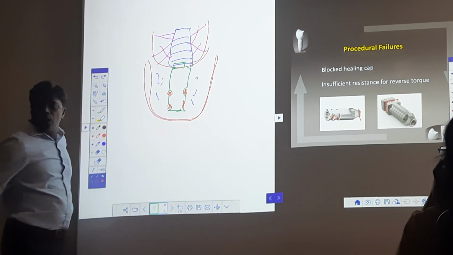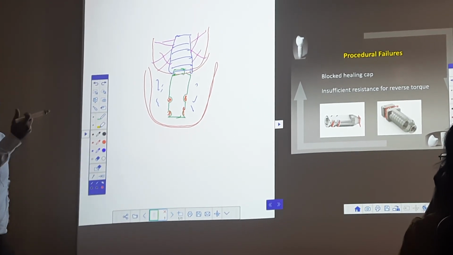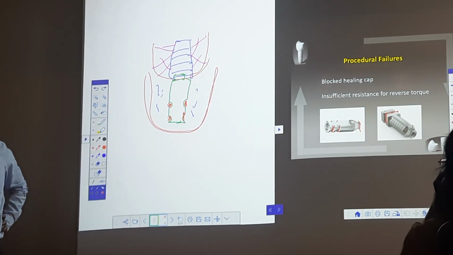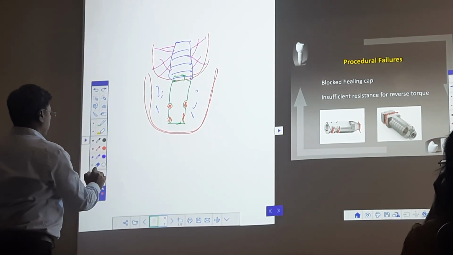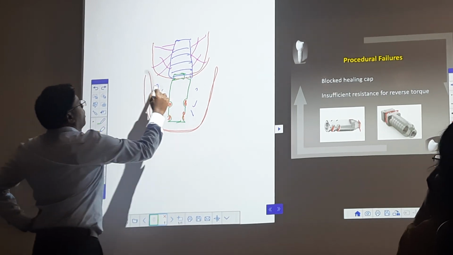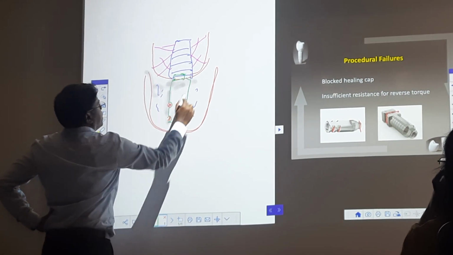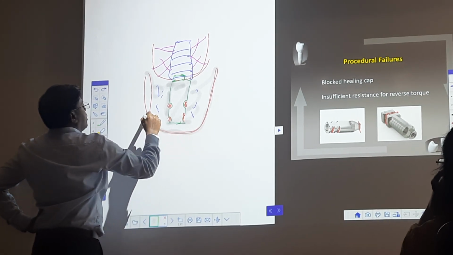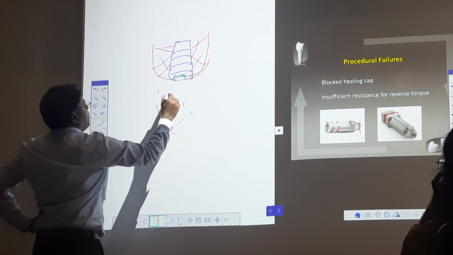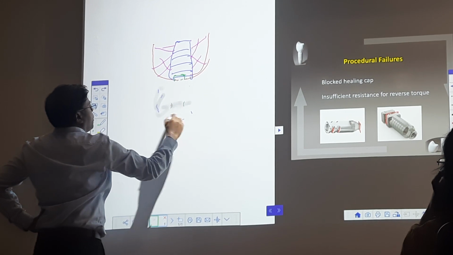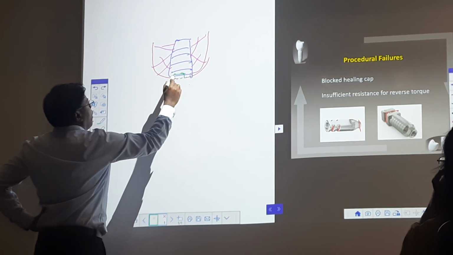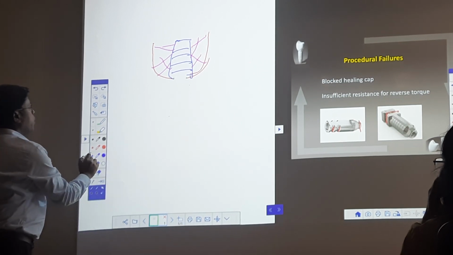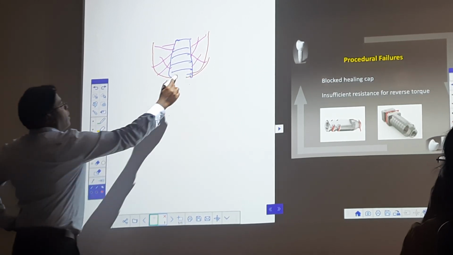It is getting locked in this. So with some jerk, I have taken the impression. After taking the impression, now I will remove this impression transfer and attach it to this. You will come to know tomorrow. You will be doing the impression transfer and everything. Now after taking the impression, what I will do is put a healing cap.